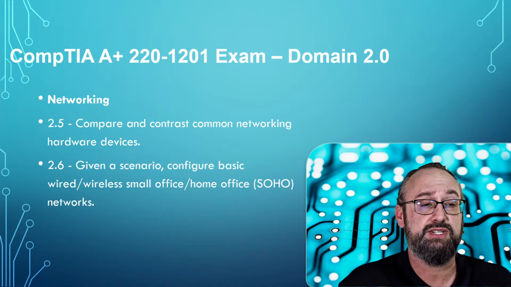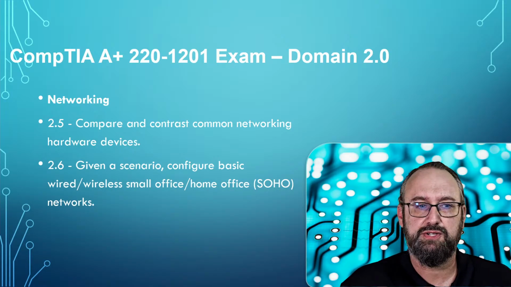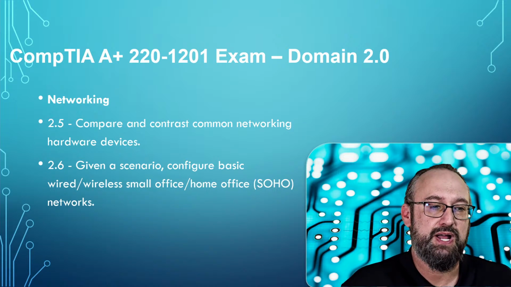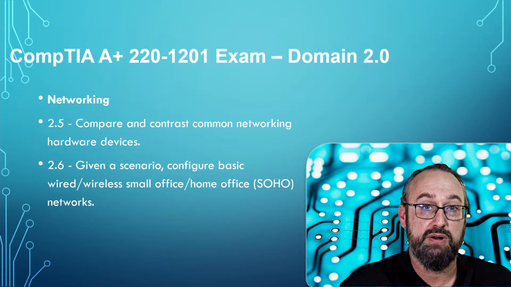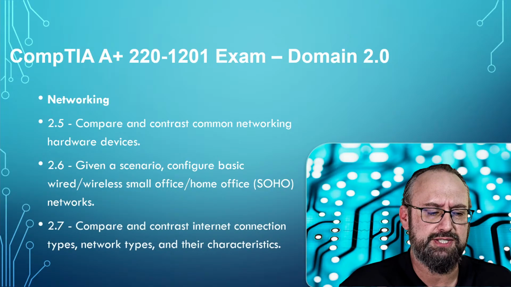Then moving into 2.6, a little bit more configuration, because now we need to be able to configure basic IP addressing, right? I know what it says. It says wireless and wired SOHO networks. Keep in mind that that does include in the objectives IP addressing and the various TCP/IP properties of your network adapter, specifically focused around things like IP addressing.